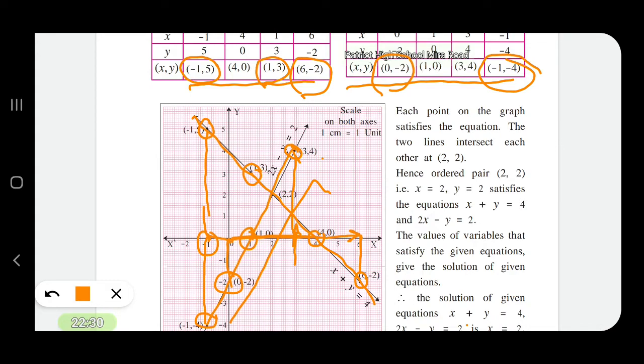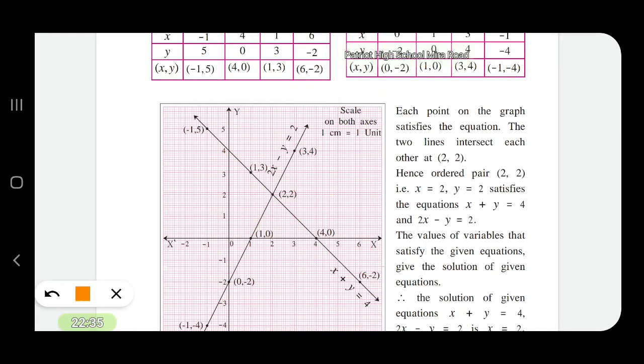So these two lines: line x plus y is equal to 4 is this line, and 2x minus y is equal to 2 is this line. Both these lines intersect in the point 2, 2.